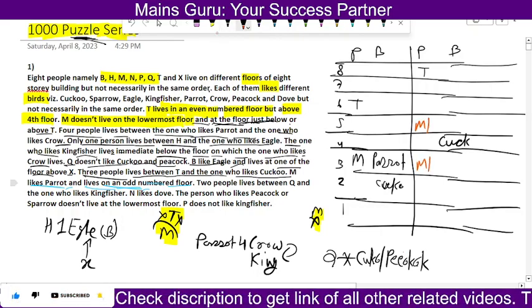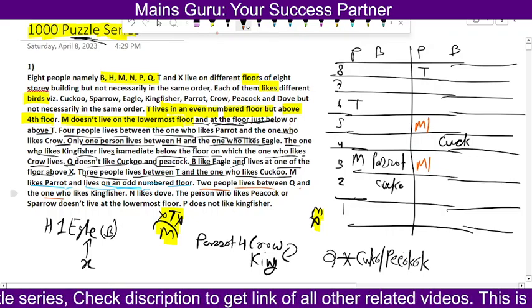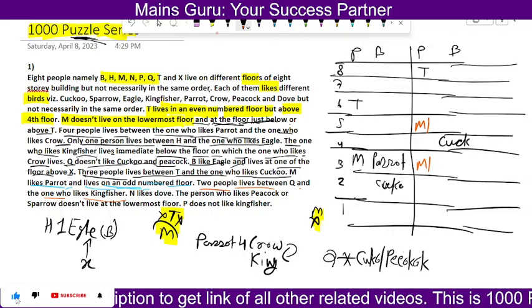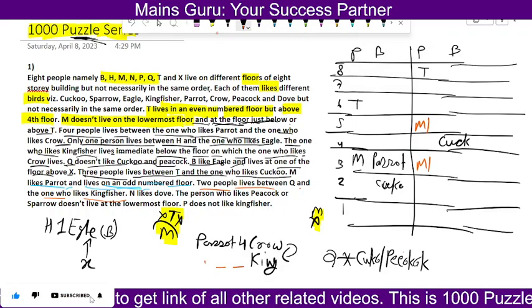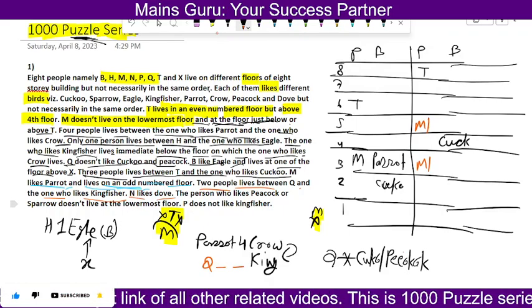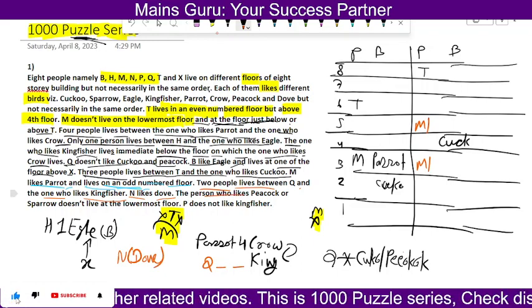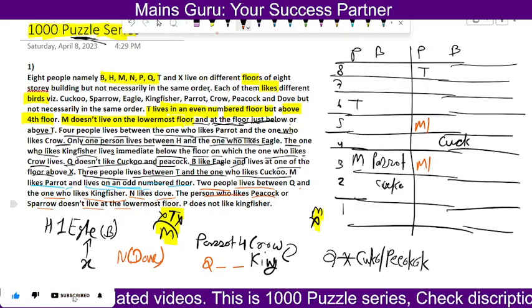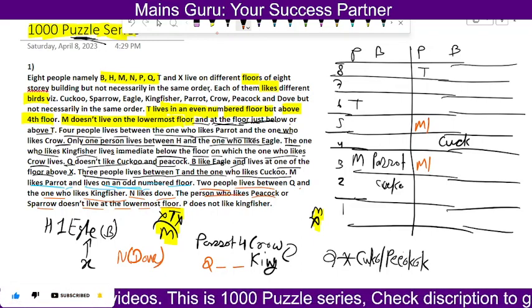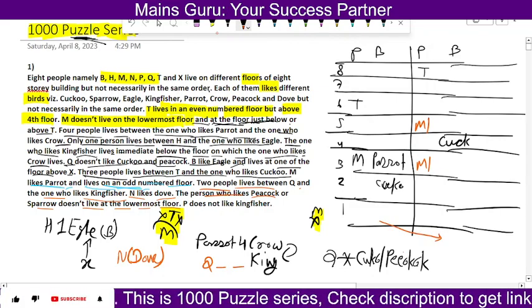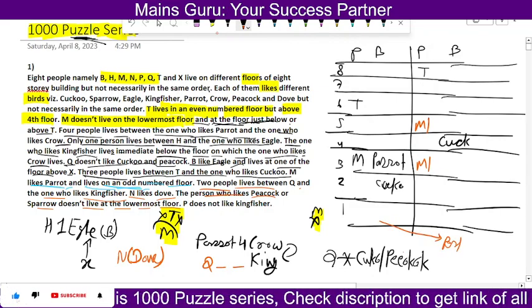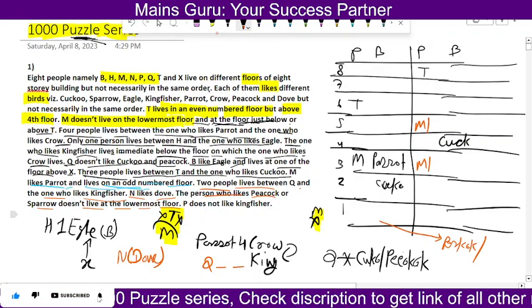Now see the other condition. 2 people lie between Q and the one who likes kingfisher. Q and kingfisher, so I am directly merging this condition. N likes dove, D-O-V-E. The one who likes peacock and the one who likes sparrow do not live at the bottom or lowermost floor.